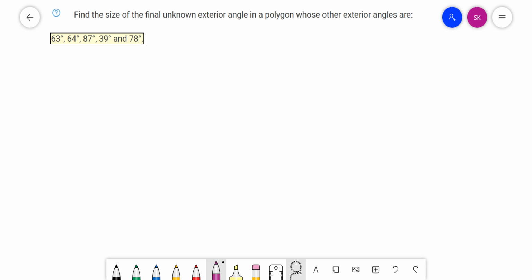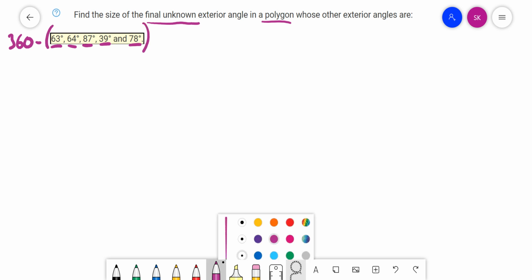So what we know is this polygon, this shape with 3 or more sides, 5 of the exterior angles are these ones here. But we know in total, exterior angles add up to 360. So the final unknown one will be what we get when we do 360 minus the sum of all of these. So to find that, let's add them all up.